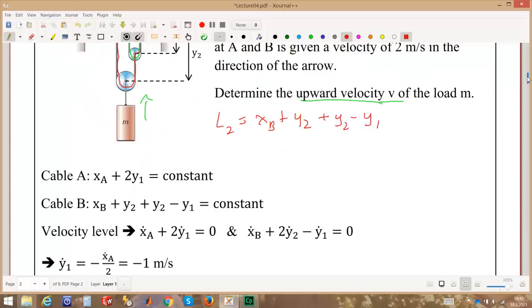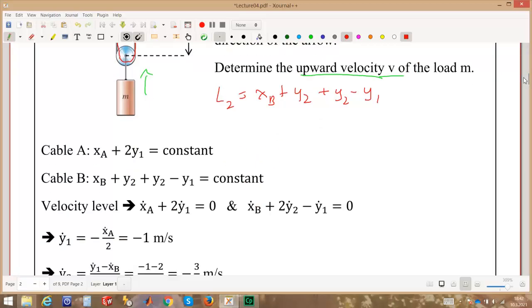You have it already available. So this is our first equation, xa plus 2y1. This is our second equation. Take the derivatives. Now you have this y1 that could be written as a function of xa, and then there is our y2 dot equation which can be written out as a function of y1 and xp.